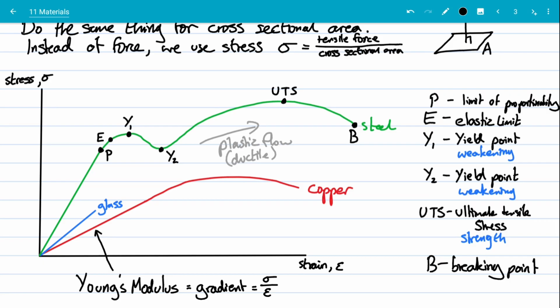That's just the geometry independent quantity that tells us how stiff the material is. That's all it is. And so Young's modulus, together with the ultimate tensile stress and any yield points, and even knowing the elastic limit, all of that information for different materials is all we need to be able to decide what material is suitable for what application.